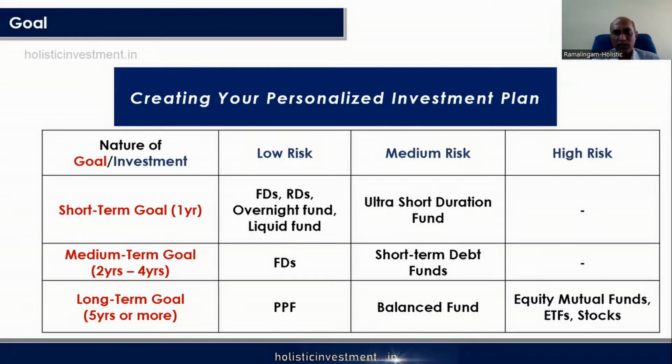If you are a high risk investor, for short term and medium term, you have to pick and choose the same set of schemes, right? Because your time horizon is short term. So choose ultra short duration funds or short term debt funds only. There is no special scheme for a high risk investor if you have a short term goal or a medium term goal. But if you are a high risk investor, then for your long term goals of 5 years or more, you can invest in diversified equity funds and direct stocks. So this simple slide can give you clarity on where to invest.